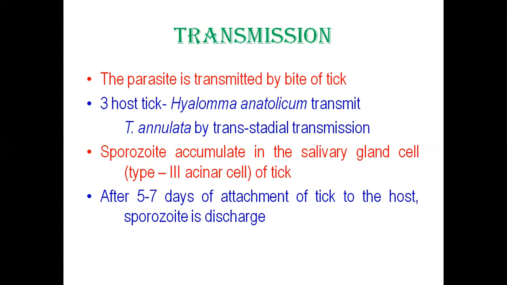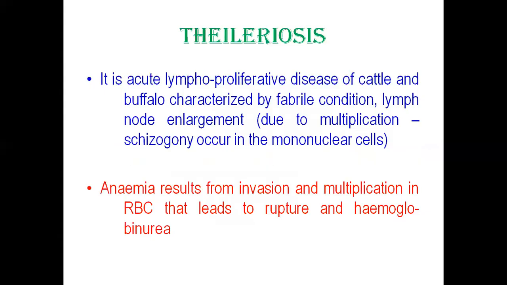They play an important role in transmission of the disease. As I have said, if the larva obtains infection from one host, the nymph will transmit. If the nymph obtains infection from one host, let's say cattle A, it will transmit infection to cattle B. The sporozoites, that means the infective stage, accumulate in the salivary gland of a tick. After 5 to 7 days of attachment, the sporozoites are discharged from the tick to the animal it is infesting. I'll explain everything again in the pathogenesis.